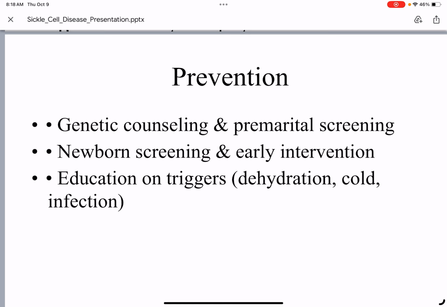It is important to watch out for dehydration. That's why when these people go to the hospital, you manage their pain, you give them IV fluid. All right, if you're dehydrated, it's likely going to exacerbate your pain crisis. So stay hydrated. All right, extreme cold temperature can also be a trigger. Infection, as I mentioned in the previous slide, can also be a trigger. So keep an eye on those things.